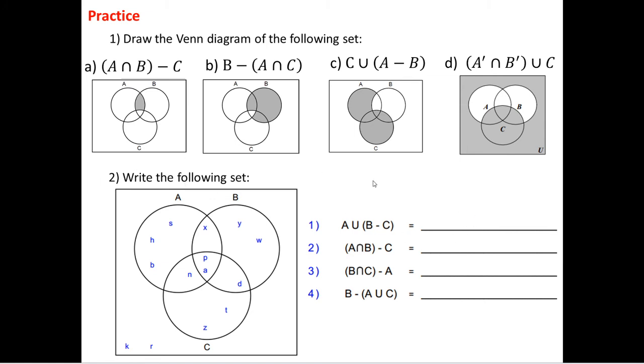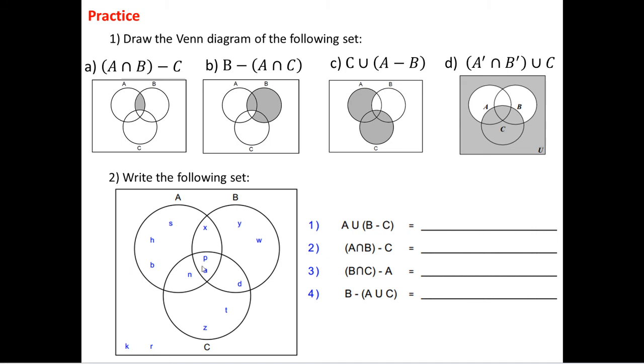Now for our last practice problem, write the following set indicated. Look at the Venn diagram given. Our universal set is everything inside the square or the rectangle. And we have three sets, sets A, B, and C. Number one, what is A union B minus C? What are the elements of the set A union B minus C? So give the set which has the elements of A union B minus C.